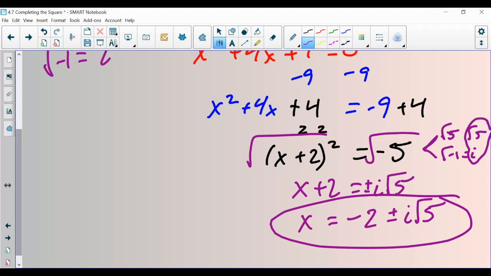So this has been a lecture on completing the square, which is in section 4.7. Please look at some practice problems for this. Make sure that you know what you are doing, and let me know if you guys have any questions.